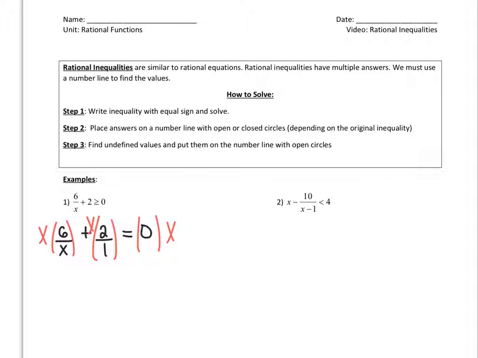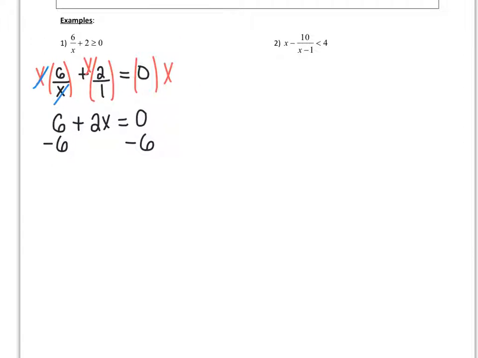So if you look, these x's will cancel. I'll be left with 6. Here I'll multiply the 2 and the x, and here I'll multiply x and 0 and get 0. And now I'm just going to solve for x. So subtract 6 on both sides, and I'll have 2x equals negative 6. Divide by 2, and x is equal to negative 3. Okay. So that's the first step.